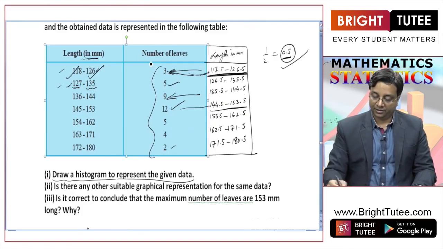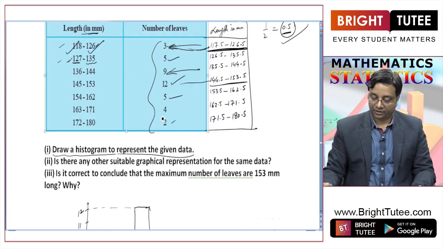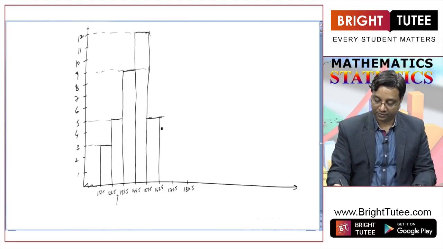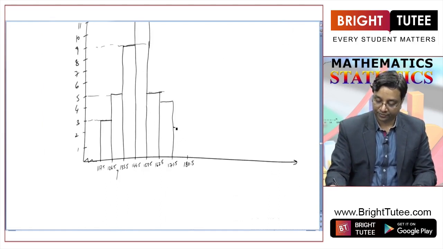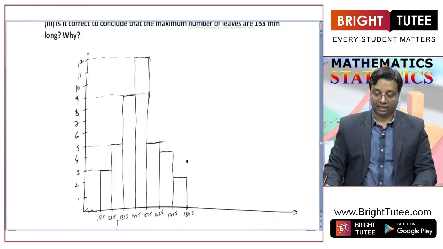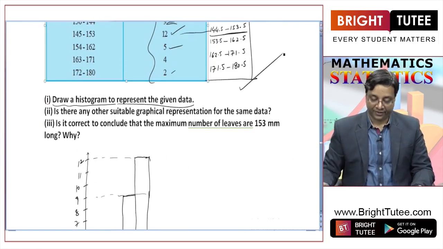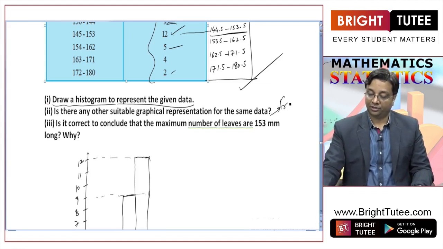Okay. Next one goes up to 5. Next one 4. Now 2. Okay, so this is the histogram that represents this given data. Is there any other suitable graphical representation for the same data? Yes, we can always make a frequency polygon.